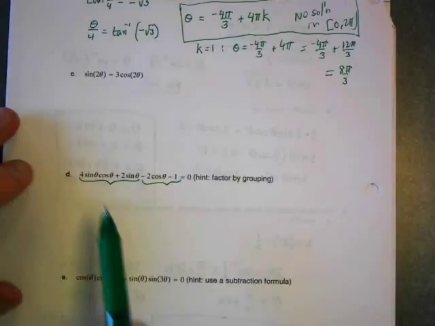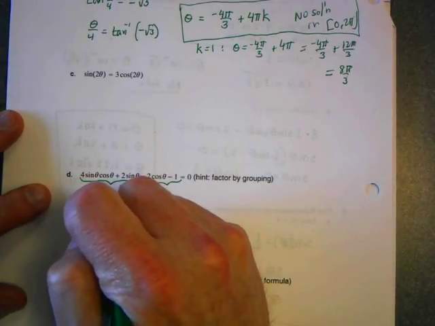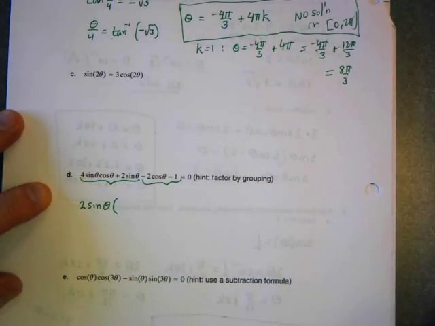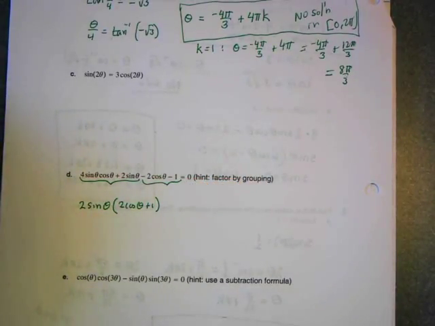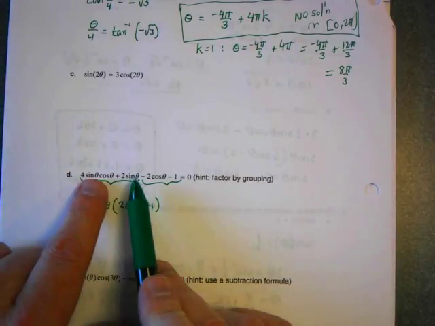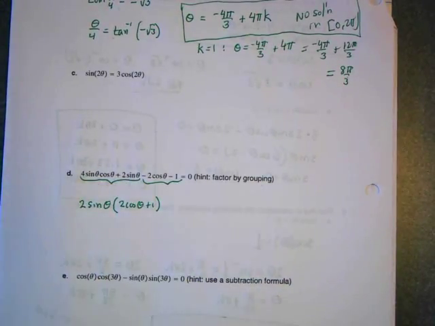All right, so what can I factor out of the first group? What's common here? 2 sine theta. I'm going to take out 2 sine theta. And then what's left? 2 cosine theta plus 1. Why would you still have 2 sines? No, because 2 sine times 2 sine would be 4 sine squared. Right? This sine and this sine I took out front.